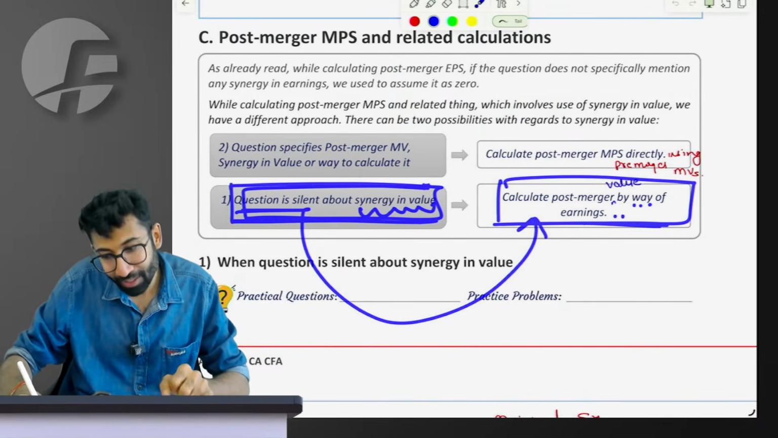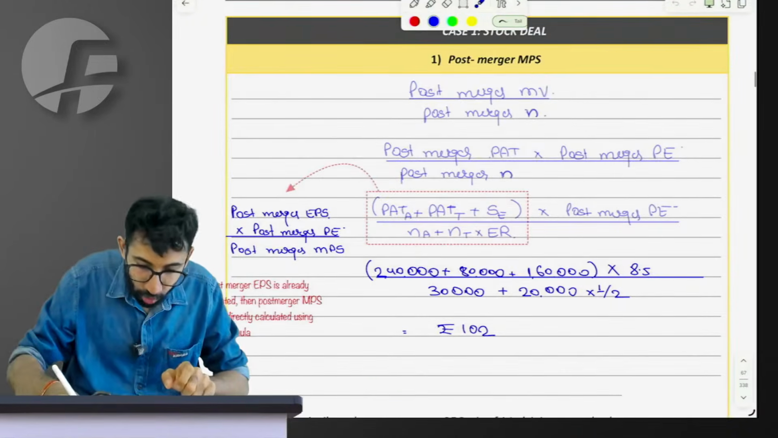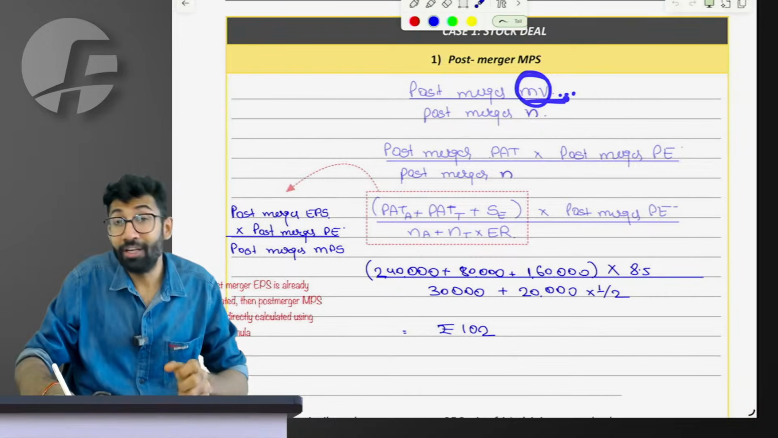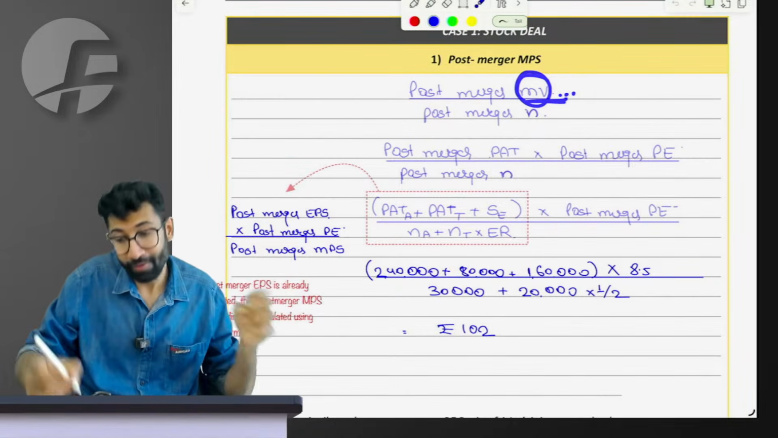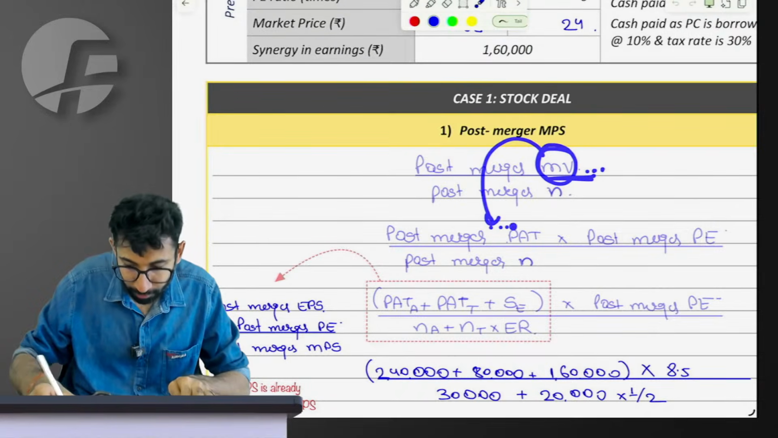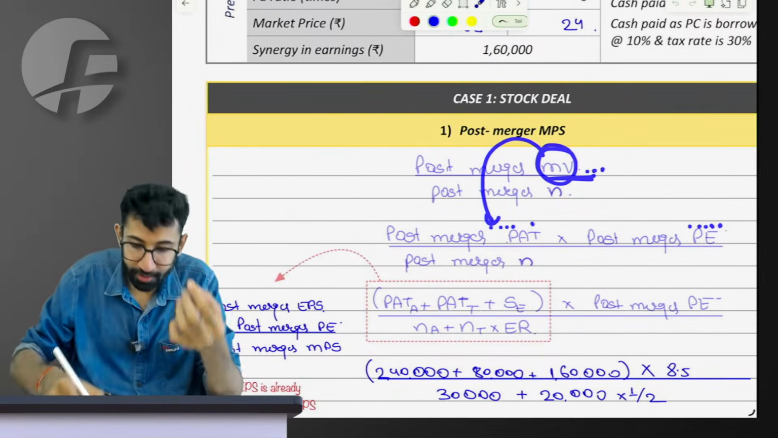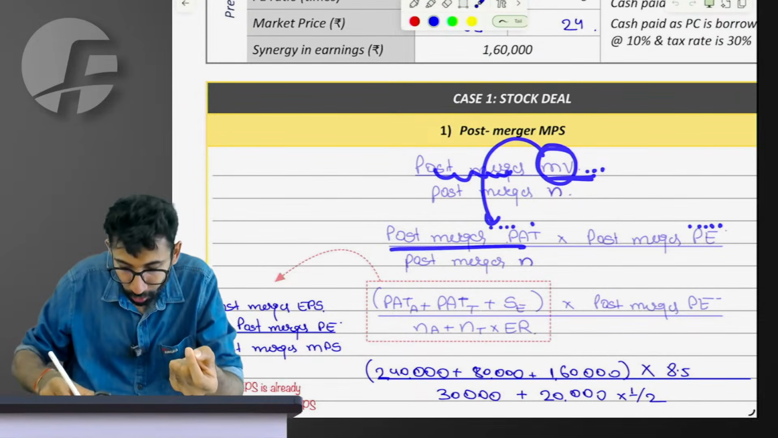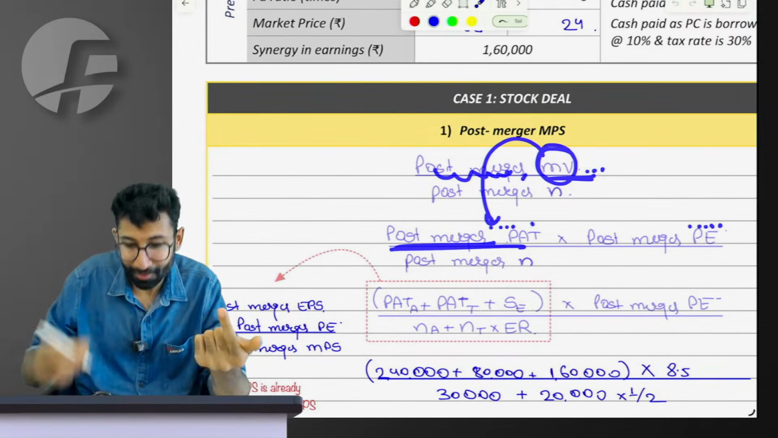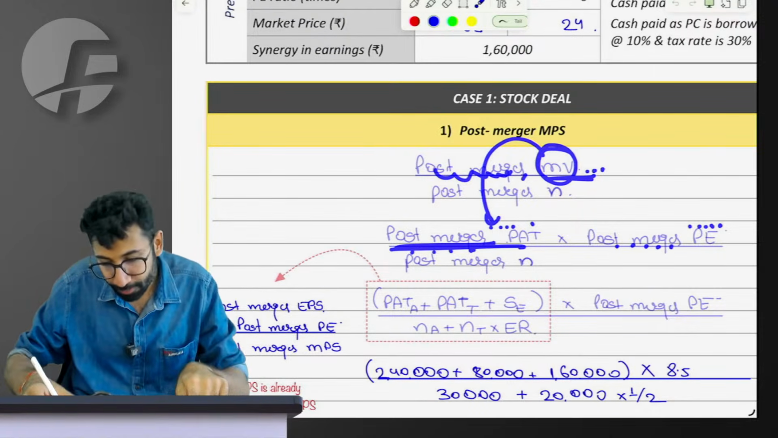You have to find it by way of earnings. Meaning to say, you have to find the post-merger market value not as my value, your value, synergy in value. You have to rather say that post-merger market value is post-merger PAT into PE. Do you agree PAT into PE is the market value? Yes. So if you have to find post-merger market value, it is post-merger PAT into post-merger PE. And what is post-merger PAT?